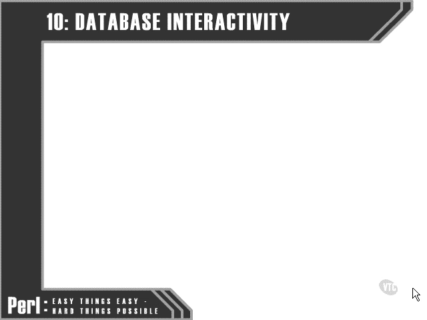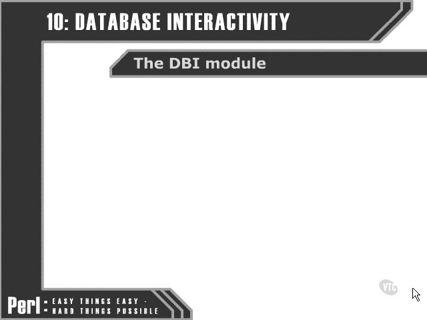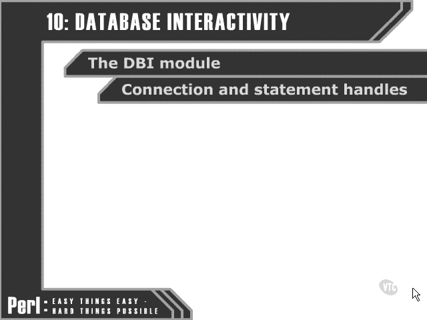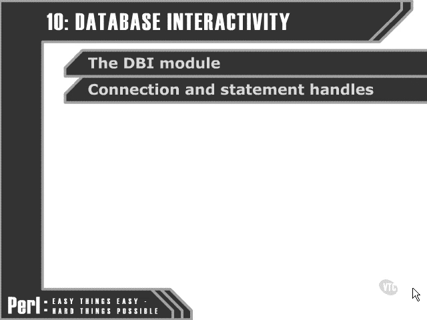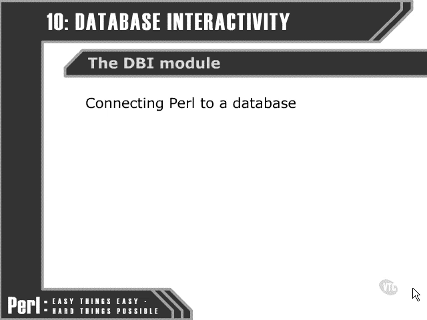In this chapter, we'll be looking at the way in which Perl can interact with a database management system. We're going to be looking at the DBI module and the specifics of how we use connection and statement handles to get data from our database and return data to our database. The way in which Perl connects to a database is in several different steps.